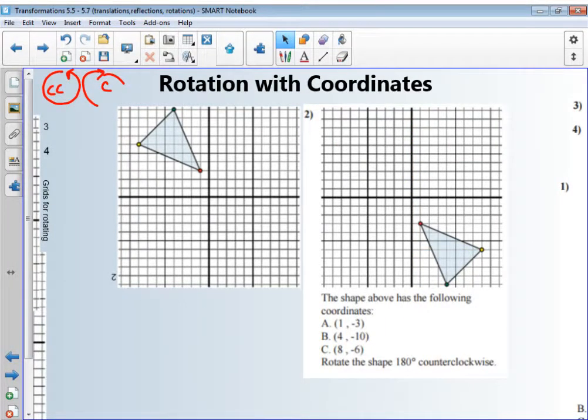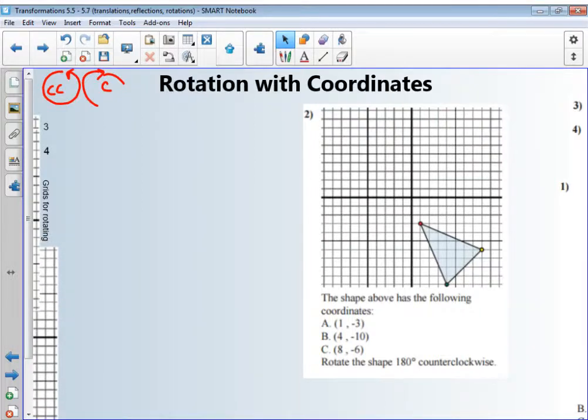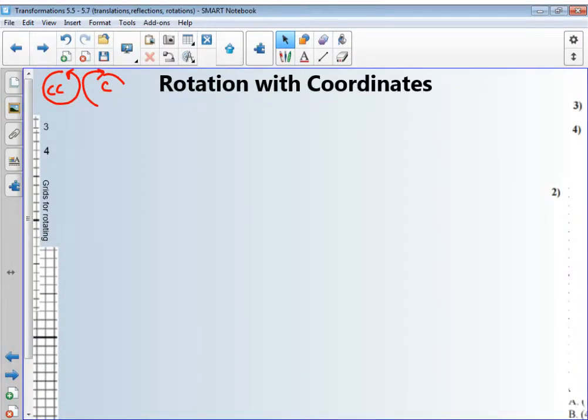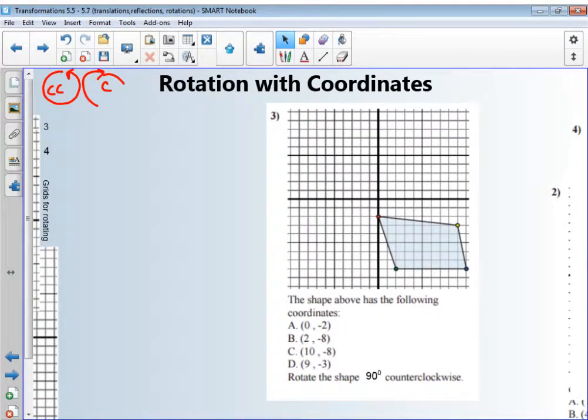So this time what we're going to do is we will include our coordinates just to practice that coordinate counting. Okay, so here we have this shape that has the following coordinates. So our coordinates are over to 2, down to -2. So this is my A. My B is over to 2, down to -8. This is B. C is over to 10, down to -8. So this is C. That means this is D.